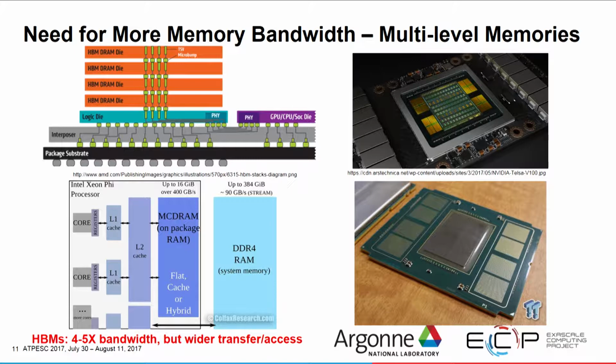This is a recent NVIDIA GPU. There's that big monster chip surrounded by 4 of these little stacks to give it lots of bandwidth. And this is a Knights Landing machine from Intel, and there are 8 of these stacks next to it. So that's where we are today, and that adds yet another memory layer to all those layers I just talked about.